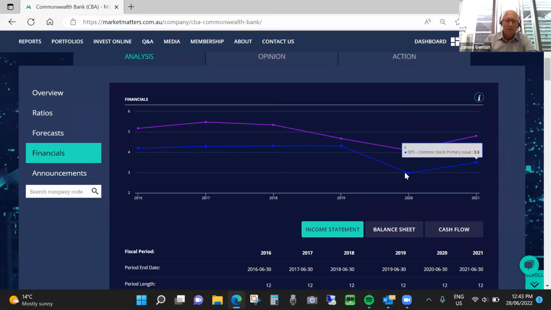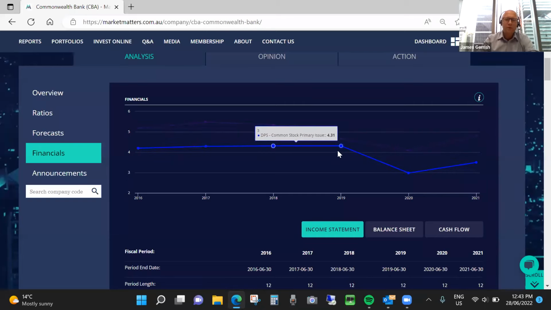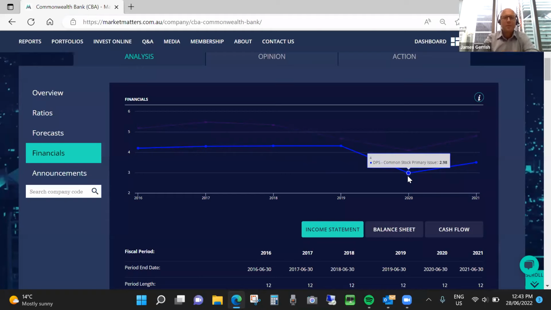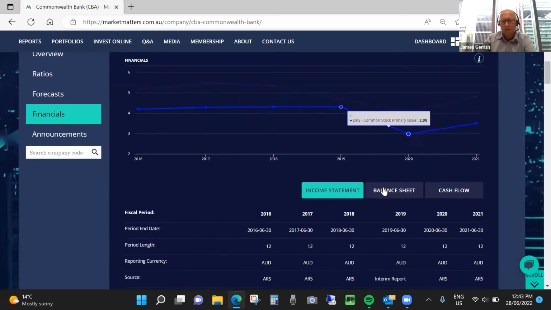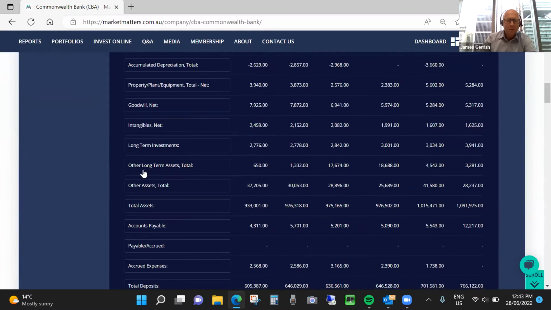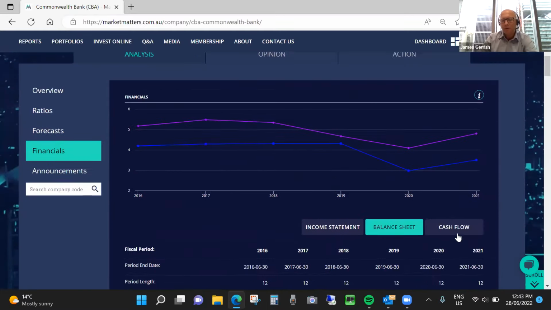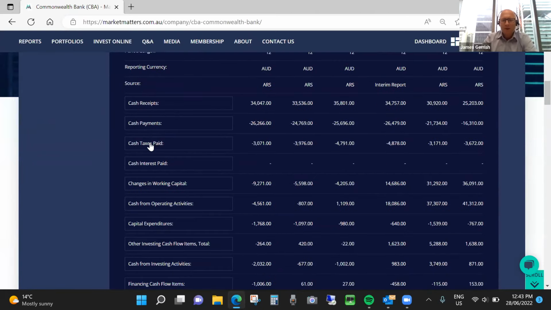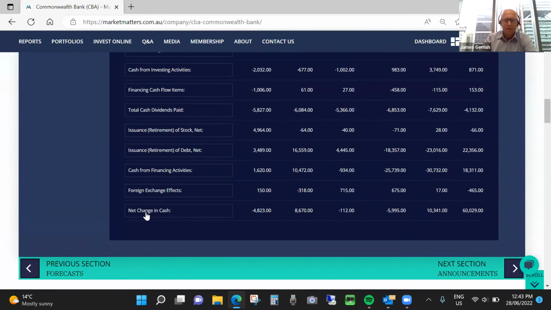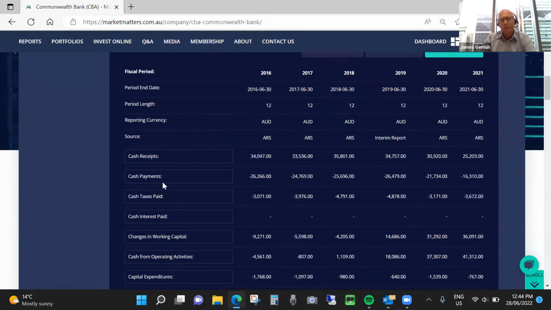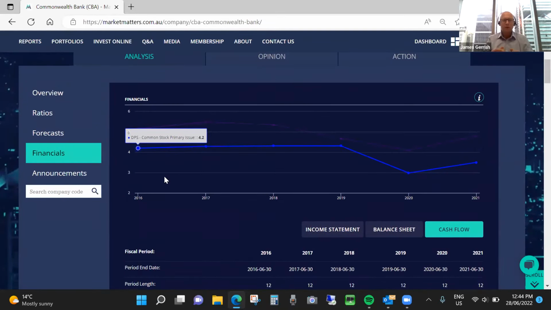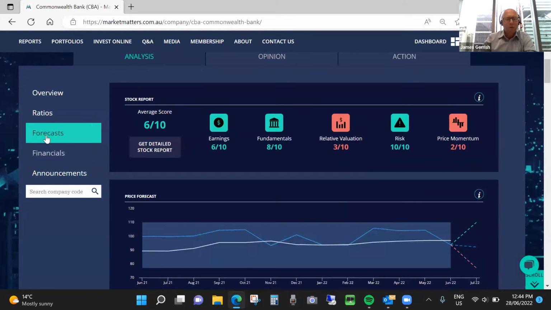So those, graphing different things, we try and be a very visual report in Market Matters, or a very visual platform. And I think it's a great way for investors to understand the trends that are occurring in a stock from all different metrics. So you could go and plot any of these inputs onto this chart. So you look at cash receipts and CBA, which is very similar to what the revenue number is. You could look at net change in cash and plot that onto the chart. So it's a platform that you can go and plot what you'd like to.